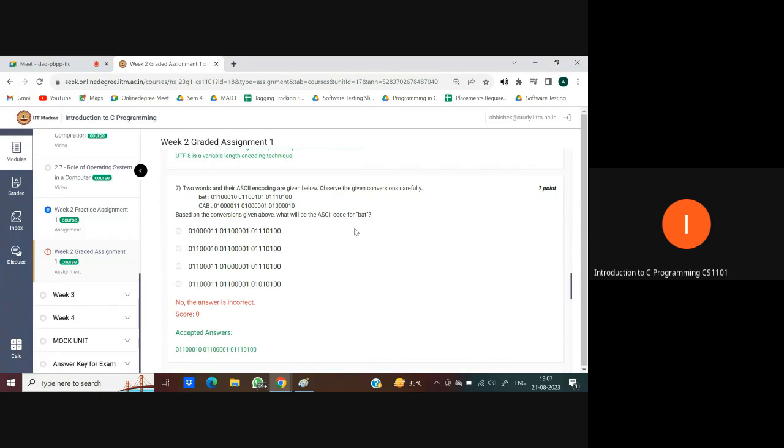But just to make your work easy here, we have provided you with some references. For example, if you need to find out for b, you're already given the representation for b here. You just have to check which of the representations matches. Then you have for a. In order to find out for a, you just need to subtract 1 from the representation for b, because as I told you, the decimal equivalent for small a is 97, and for small b is 98. So there is a difference of 1. So you just have to subtract 1 from this binary representation. Then you will be able to get the binary representation for small a as well.